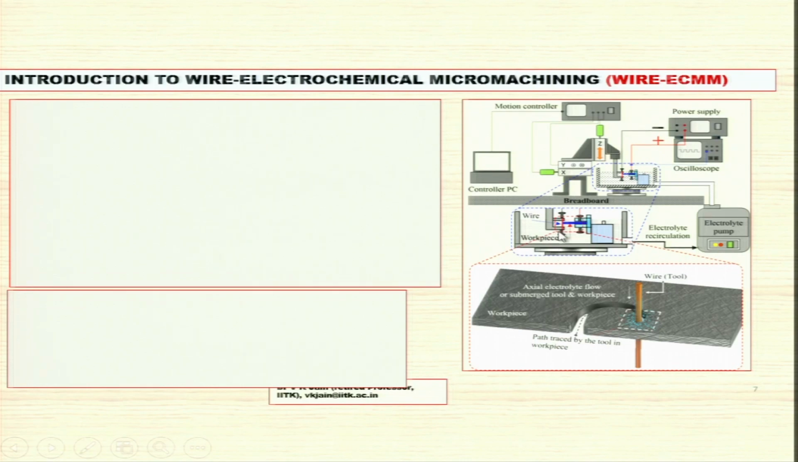Now this is the enlarged view of this part. This is the wire which is really cutting. As you can see, this is the kerf produced by the wire by electrolysis, or by electrochemical machining action, and the path traced by the tool in the workpiece is like this. You can clearly see it here. So it is a schematic diagram showing the wire ECMM setup.